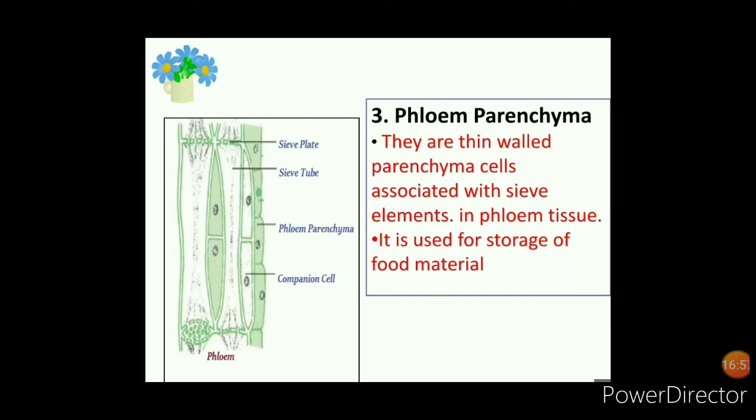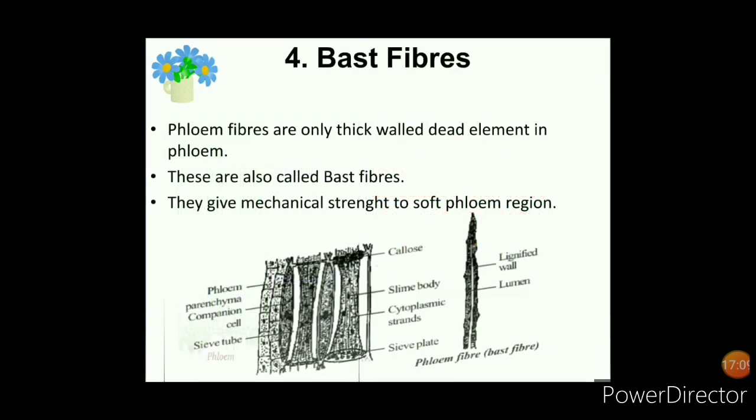Third one is phloem parenchyma. They are thin-walled parenchymatous cells associated with sieve elements in phloem tissue. It is used for storage of food material. And the fourth one is called bast fibers. These are also called phloem fibers, which are the only thick-walled dead elements in phloem. They give mechanical strength to the soft phloem region.